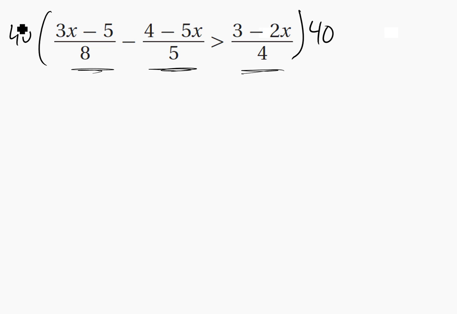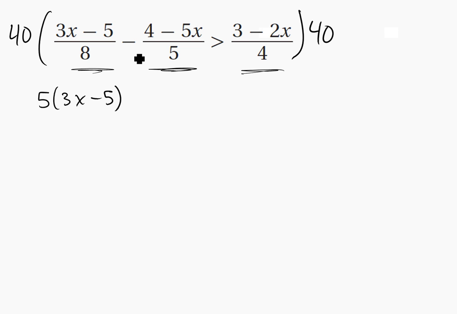If I multiply 40 times (3x minus 5) over 8, I can see that there's a common factor here with the 40 and 8. In fact, 40 divided by 8 is equal to 5. Is that a coincidence? No, we designed it this way. I've now killed this fraction. So this first term is going to become 5 times the quantity of 3x minus 5.